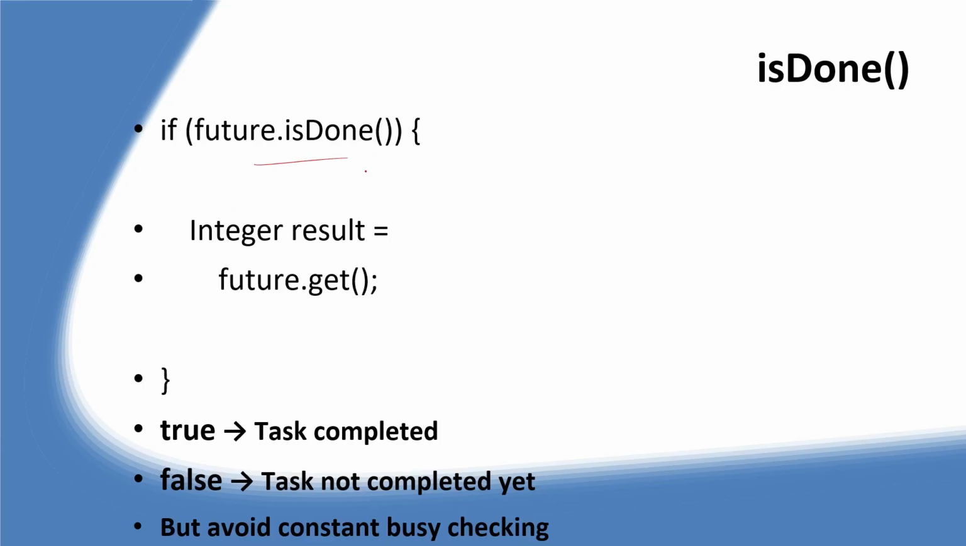So isDone means if the task is completed, it will return true, or else it will return false. But we should avoid constant checking of this method isDone, because that would simply create another form of busy waiting. So the key point is that Future gives us ways to observe and interact with asynchronous task completion.